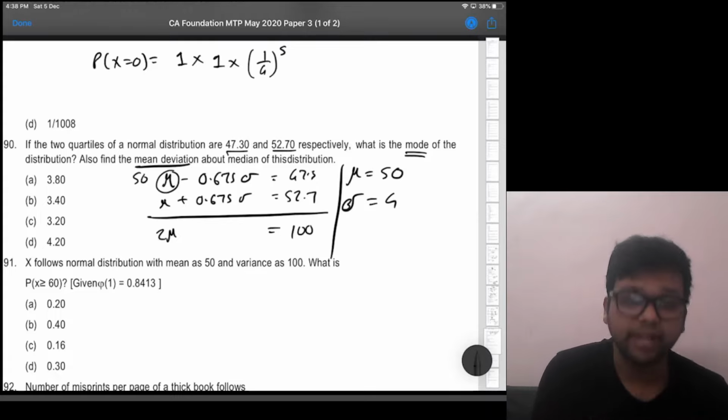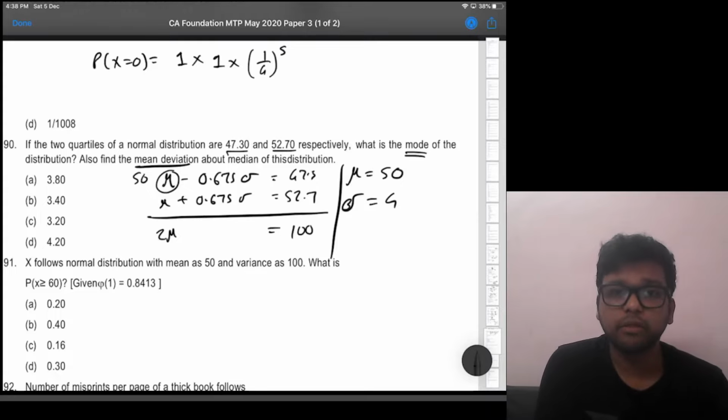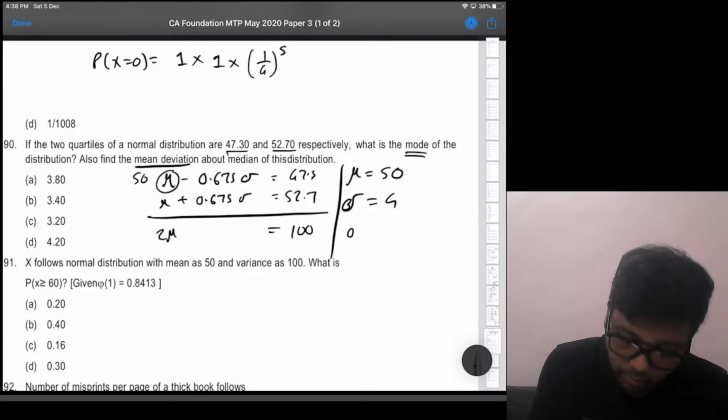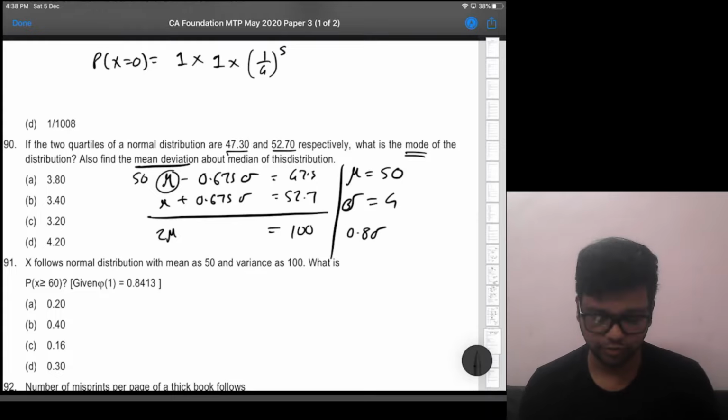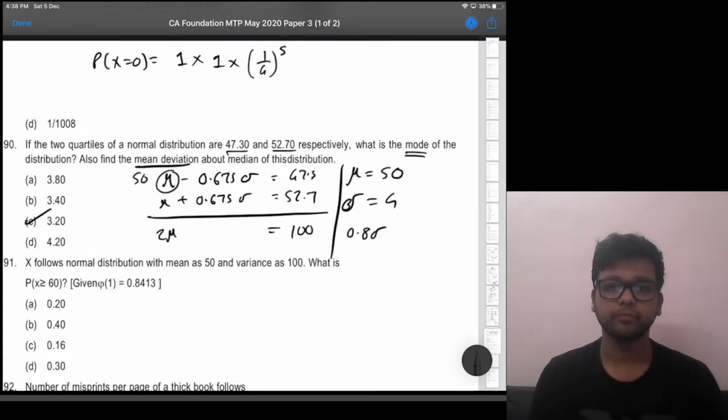That means the mean deviation. What will the mean deviation be? For a normal distribution, the mean deviation is approximately 0.8 sigma. So 4 into 0.8, that is 3.2. Option C will be the correct answer.